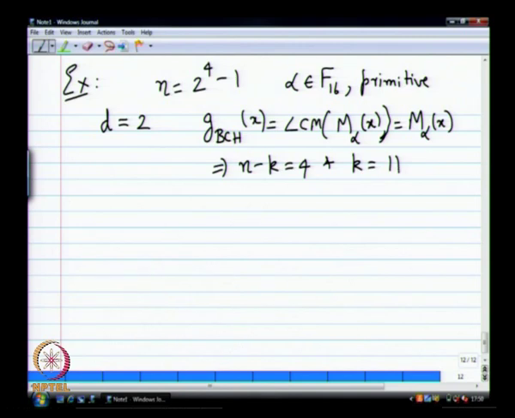Remember, you do not really have to know what M_alpha(x) is to find its degree. What will be the degree of M_alpha(x)? The number of conjugates of alpha. That is the only thing you need. For that, you only have to repeatedly square alpha till it repeats. So, you do not have to do any F16 arithmetic to find the degree of M_alpha(x).